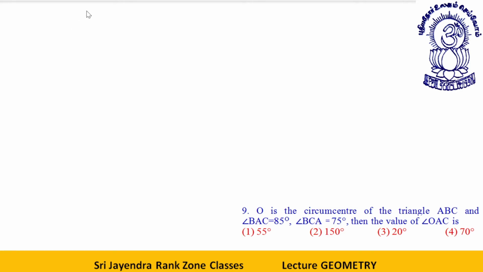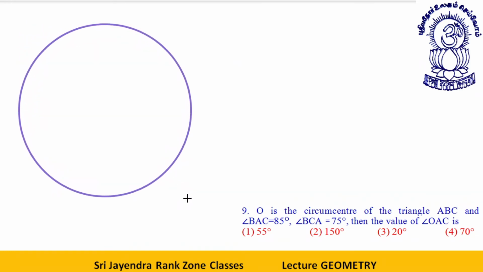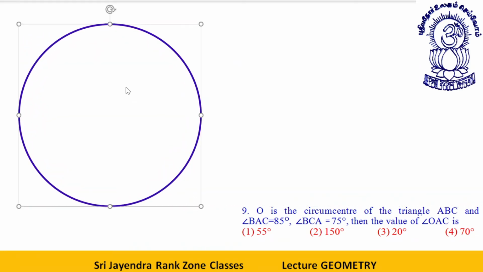O is the circumcenter of the triangle ABC. We have O as the circumcenter of a triangle ABC. Okay, we have a triangle ABC. Since there are circumcenter involved, I drew a circle myself. Now O is the circumcenter of triangle ABC. Angle BAC is equal to 85 degree. BCA is equal to 75 degree.